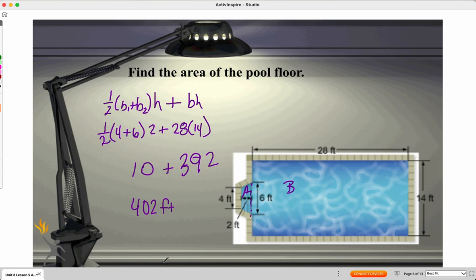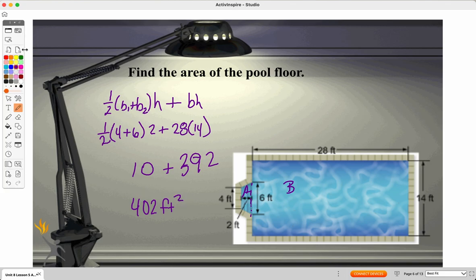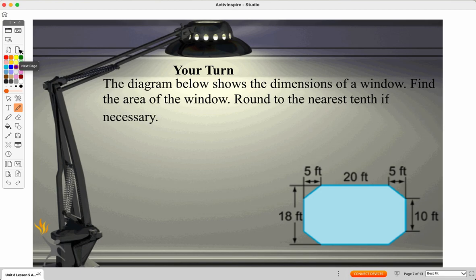That's how much of the floor, if we ever had to replace this floor, change the color, do whatever we wanted, it would take 402 feet squared of material, square feet of material. All right, your turn to figure this one out. Pause the video and see what you come up with.